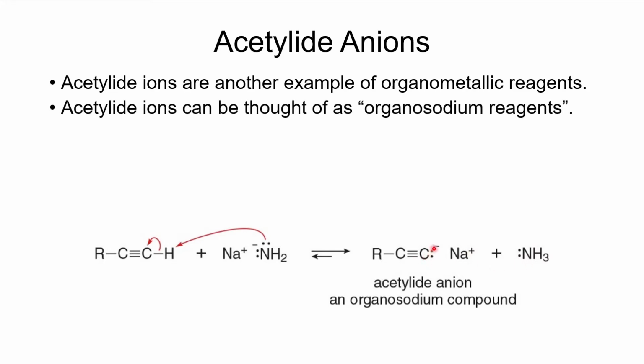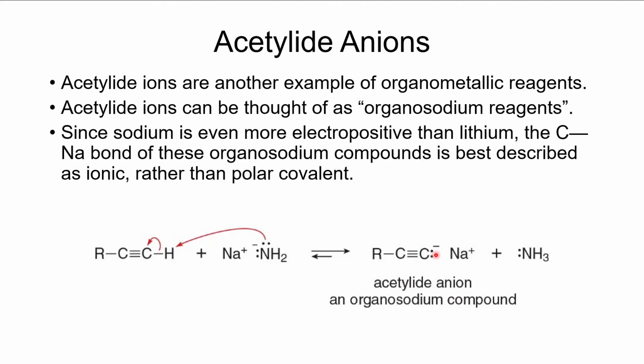And so this we can refer to as an organosodium reagent, but it's also a little bit different because this technically is not a covalent bond. This one we can think of more as an ionic bond, and that's because the sodium is bigger, and for various reasons it's more electropositive, and we can form ions with it instead of forming these covalent bonds. Regardless of that, this is an organosodium reagent, or we can just call it acetylide.